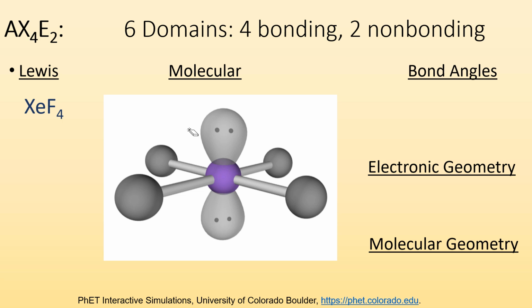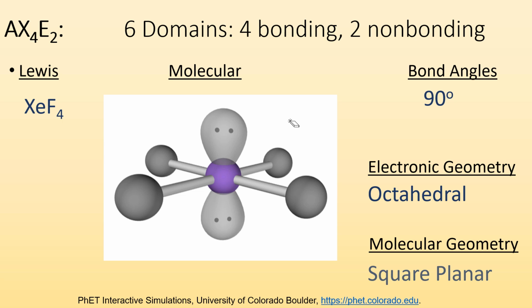Right, so that's why the electrons go where they go. So the bond angles here, again, would still be 90 degrees. There's 90 degrees between all of those bonded atoms. Electronic geometry, since we have 6 domains total, is still octahedral. But what about the shape of just the atoms? Well, if we take a look at just the atoms, we get a flat square shape. So we call that square planar. It's a square shape, and it's all on the same plane, square plane.